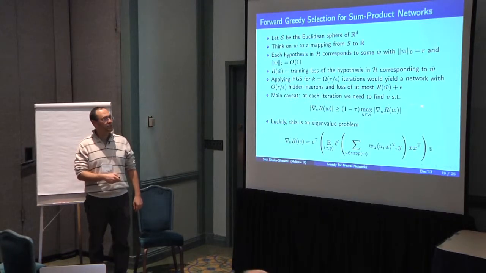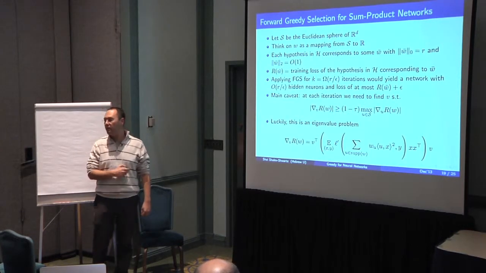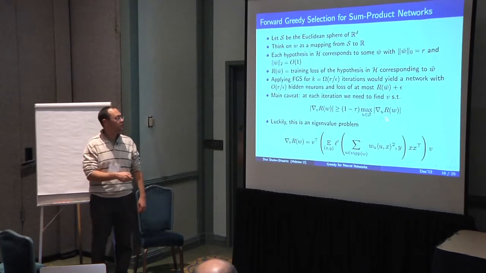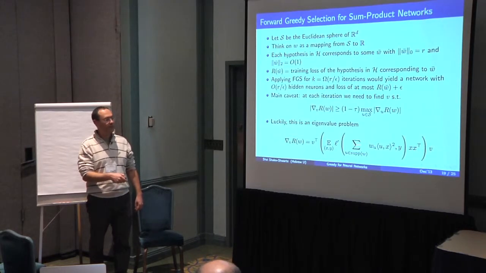Now, the main caveat is that at each iteration, we need to find V such that the derivative of R(W) with respect to the direction V, where V now is a vector, is greater than 1 minus tau times the maximal coordinate of the gradient. So how do we do this? Luckily, if we take the derivative of R(W) with respect to V, we obtain this expression here: V transpose times some matrix times V. This matrix is something that we know, because it's an expectation over the data set, taking the gradient of the loss at the current solution, which is sparse, so we know how to calculate it, times Y, the label, times X transpose. So this is a matrix that we can calculate efficiently.